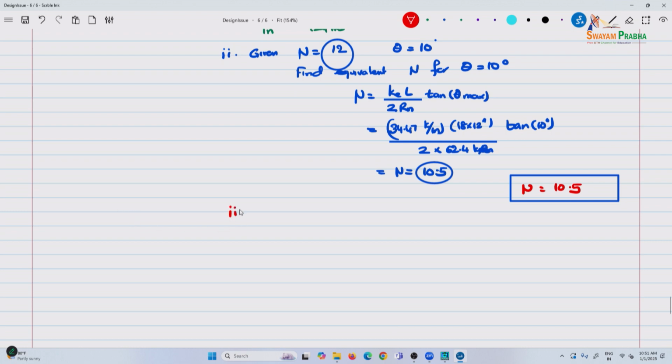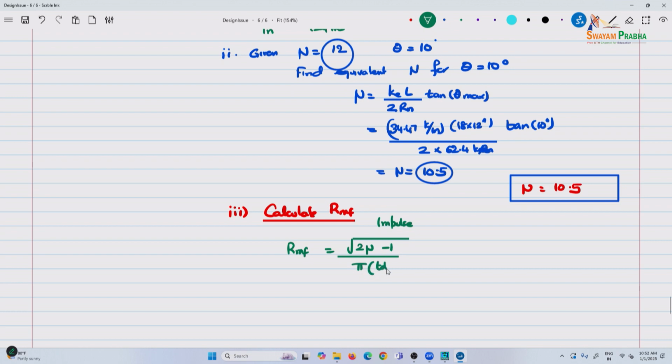Then third is calculate RMF. It's dynamic, impulse. So RMF is equal to square root of 2 mu minus 1 divided by pi. So 2 times TD, this whole thing is 0.067.